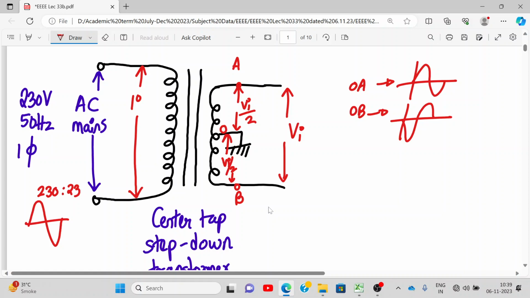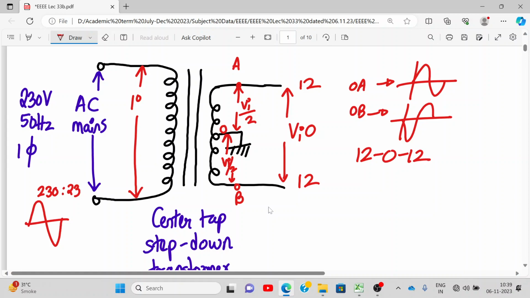Are you understanding? That's why this transformer we write it as, let's say, 12-0-12. So let's say this is 12, this is 0, this is 12. Between O and B you get an out of phase signal, between O and A you get an in phase signal. This is the meaning of center tap transformer.